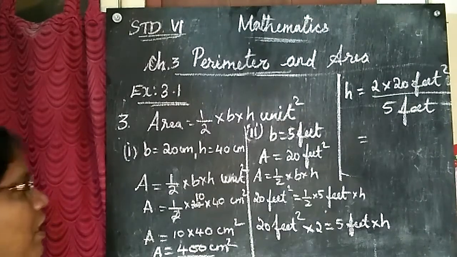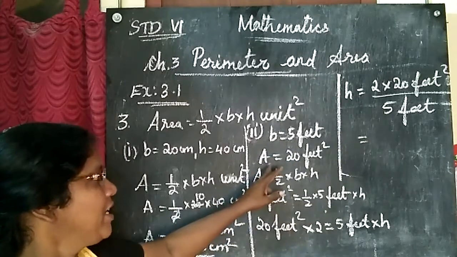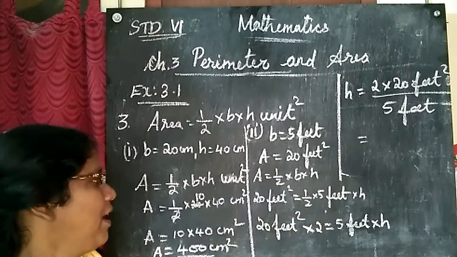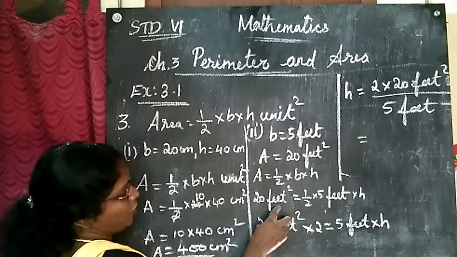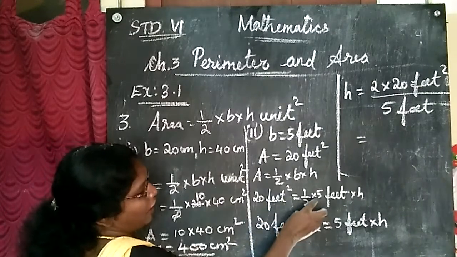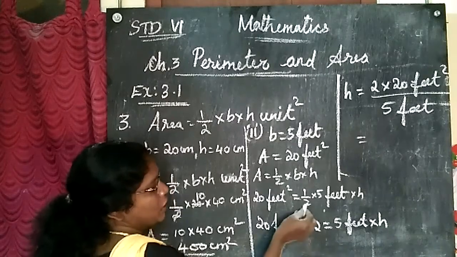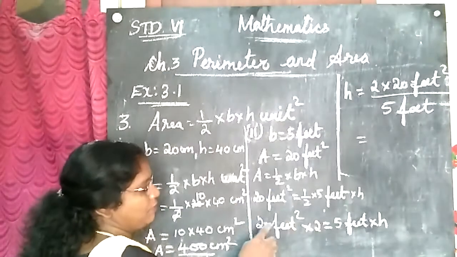square. In second option, base is given 5 feet and area is given 20 feet square. We need to find out height. Okay, let's substitute the value in that place. What is area? 20 feet square. Half into B is what? 5 feet. H we don't know. Now this 2 I am bringing to the other side. So here it is divided. If it goes other side, multiplication.